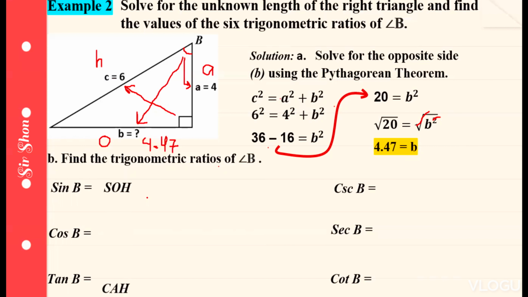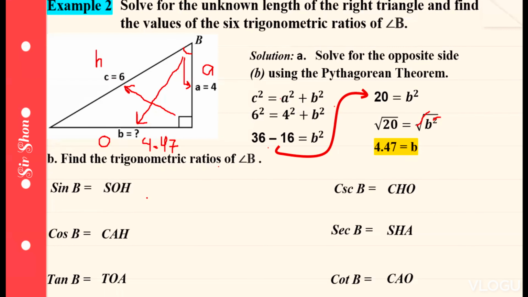Again, the formula in solving sine is soh. The formula for cosine is cah. The formula for tangent is toa. The formula for cosecant is cho. The formula for secant is sha. The formula for cotangent is kau. So, soh, cah, toa, cho, sha, kau. Okay, so let's proceed to sine.